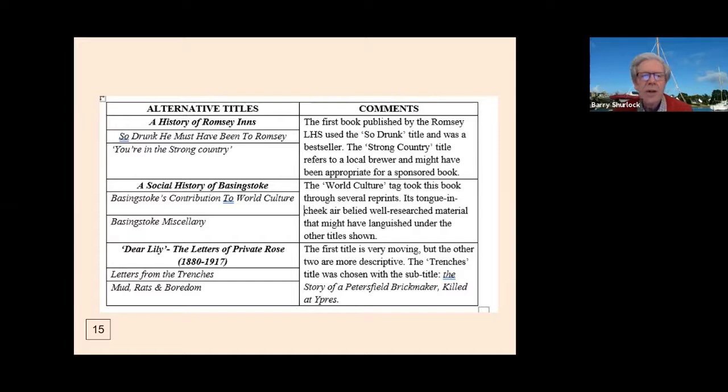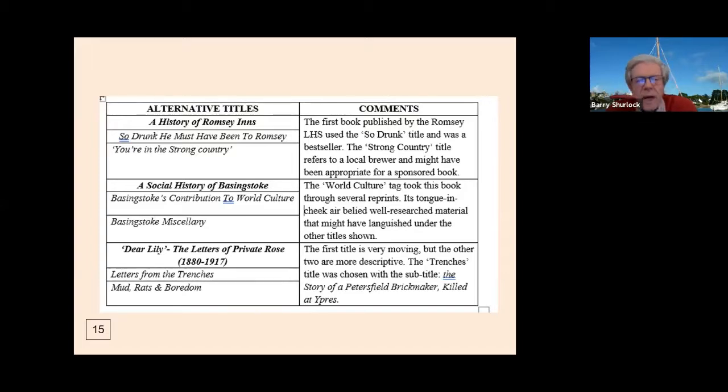And the third example I've got here is Dear Lily, The Letters of Private Rose, 1880-1917. Now that's a charming title. I think you get the idea what it's about. There's another title there, Letters from the Trenches. And you can always modify a main title with a subtitle. So you can have a main title that is catchy or is solid. I mean, just think of the film Jaws, a film about sharks. It wasn't called a film about sharks, it was called Jaws. So Letters from the Trenches, I think you immediately get the idea what the book is.